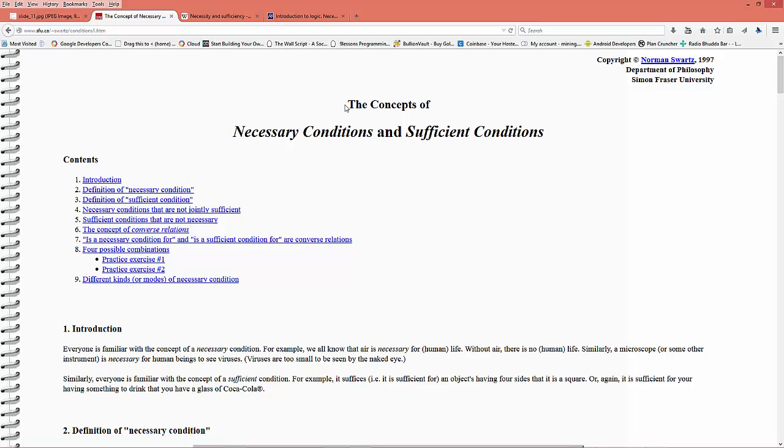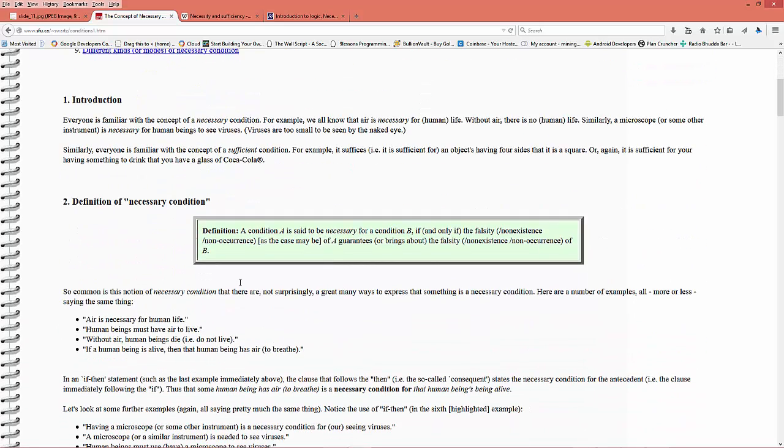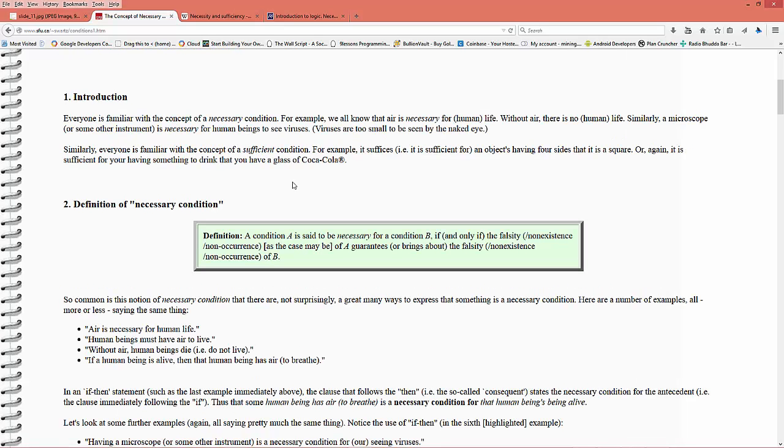This is a very nice overview of necessary and sufficient conditions by Norman Swartz from the Department of Philosophy at Simon Fraser University. Everyone is familiar with the concept of a necessary condition. For example, we all know that air is necessary for human life. Without air, there is no human life. Similarly, a microscope, or any other instrument, is necessary for human beings to see viruses, because viruses are too small to be seen by the naked eye. People are also familiar with the concept of a sufficient condition. For example, it suffices, i.e., it is sufficient for an object having 4 sides to be a square.